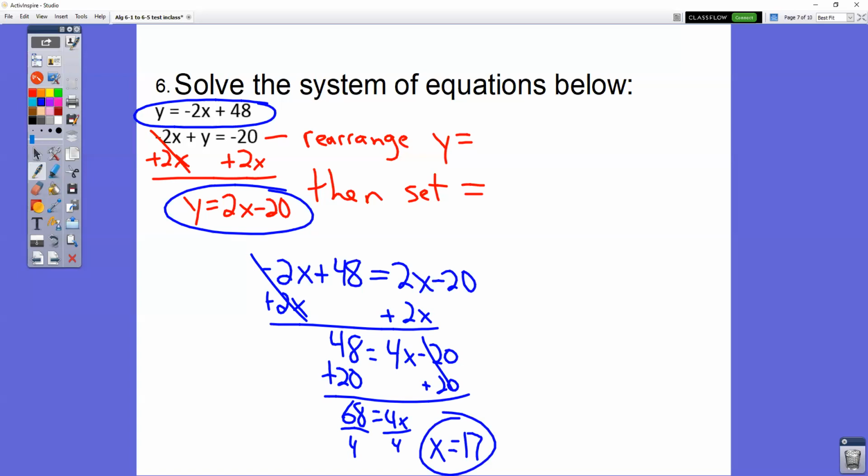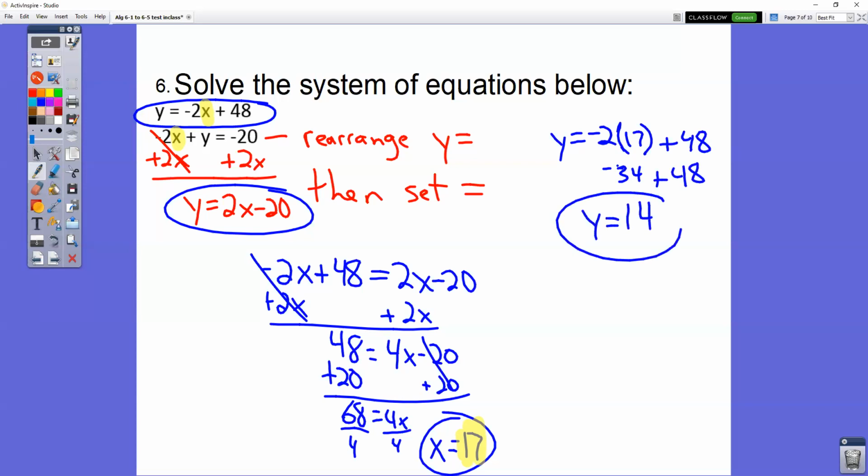Now that I got x equals 17, I'm going to take that and sub it in. I could sub it in here for x or here for x. I like that top equation better. So I'm going to sub it into that top equation. I have y equals negative 2, but instead of times x, like the equation says, I'm going to do negative 2 times 17 plus 48. So that's just like question number one. Negative 2 times 17 is negative 34. Negative 34 plus 48 is a positive 14. So you get x equals 17 and y equals 14. Again, what we did first is that we rearranged it for y equals, then just set them equal to each other.